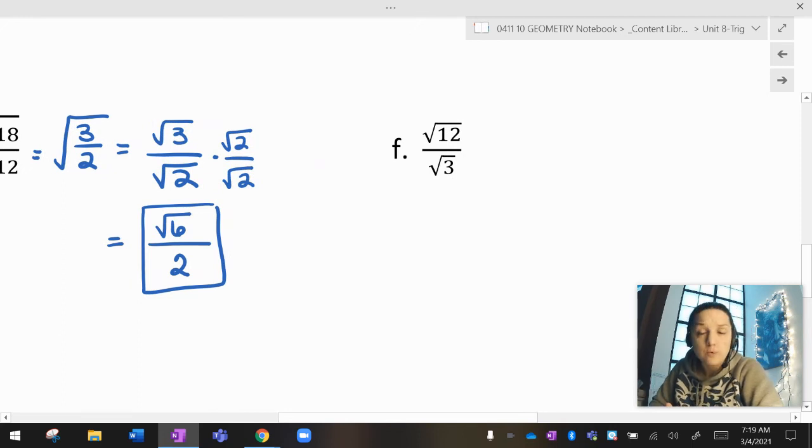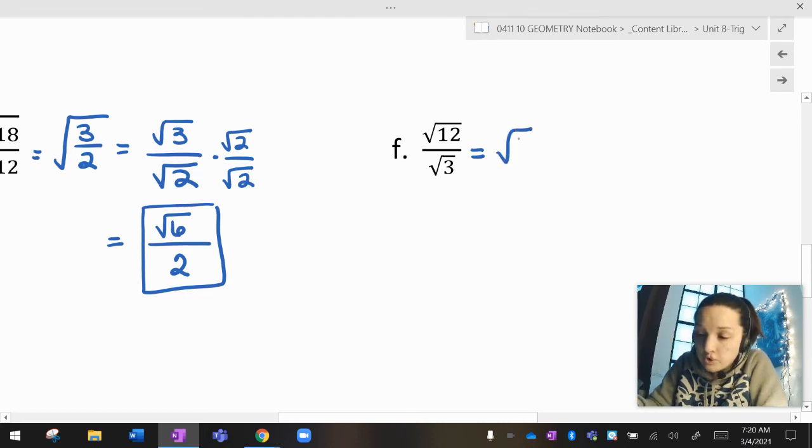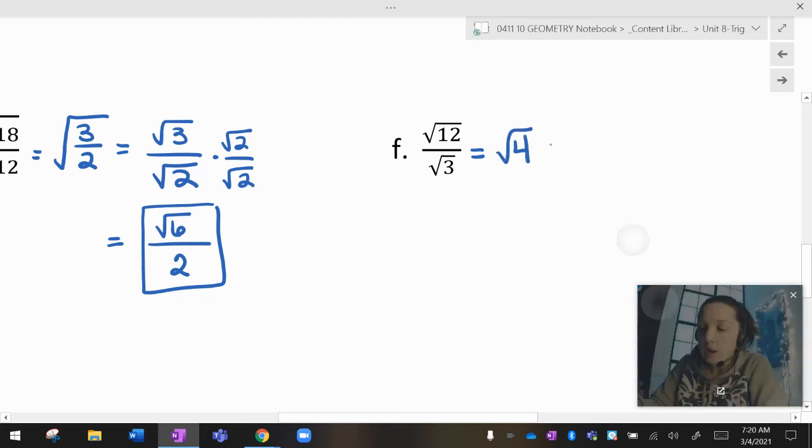Root 12 over root 3. I've got a root 3 on the bottom, so I could multiply by that. Or before I do, I could simplify and say, wait a second, wasn't there a rule that says if you have 2 radicals, you can divide them first? Yes, there was a rule like that. Root 12 divided by root 3 is the same as the square root of 12 divided by 3, which is 4. And the square root of 4 is 2.